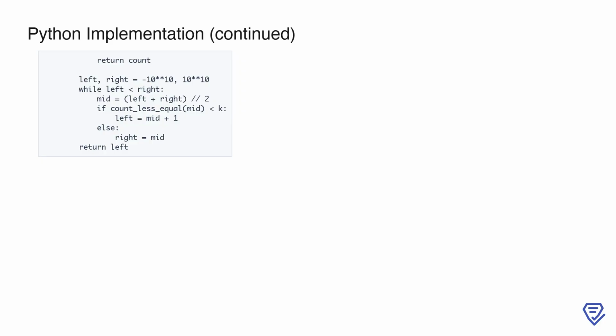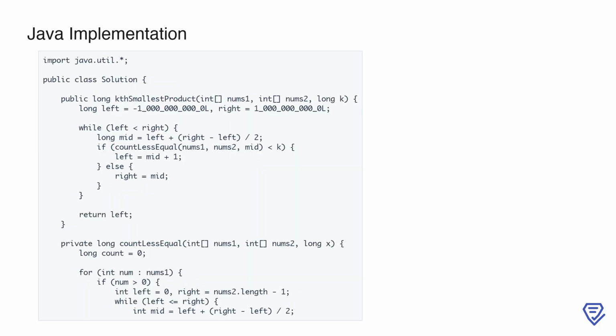Once the search converges, the value of left represents the kth smallest product, which is returned as the result. This efficient use of binary search ensures that we solve the problem within logarithmic time relative to the range of possible products.